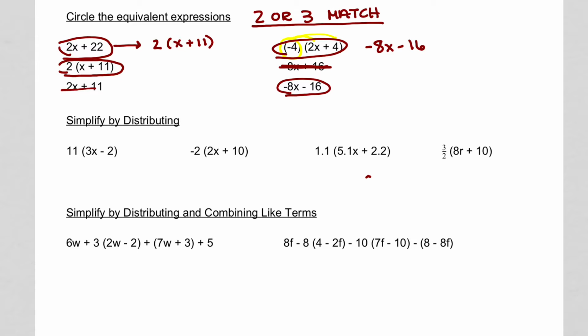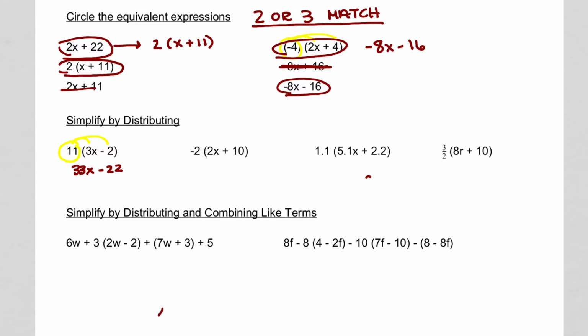So now simplify by distributing. Well, we've already done that. Let's practice it again. I'm going to take that number out front, the positive 11, and multiply it to both things inside. So positive 11 times 3 is 33x. And positive 11 times -2 is -22. Okay, so far so good.